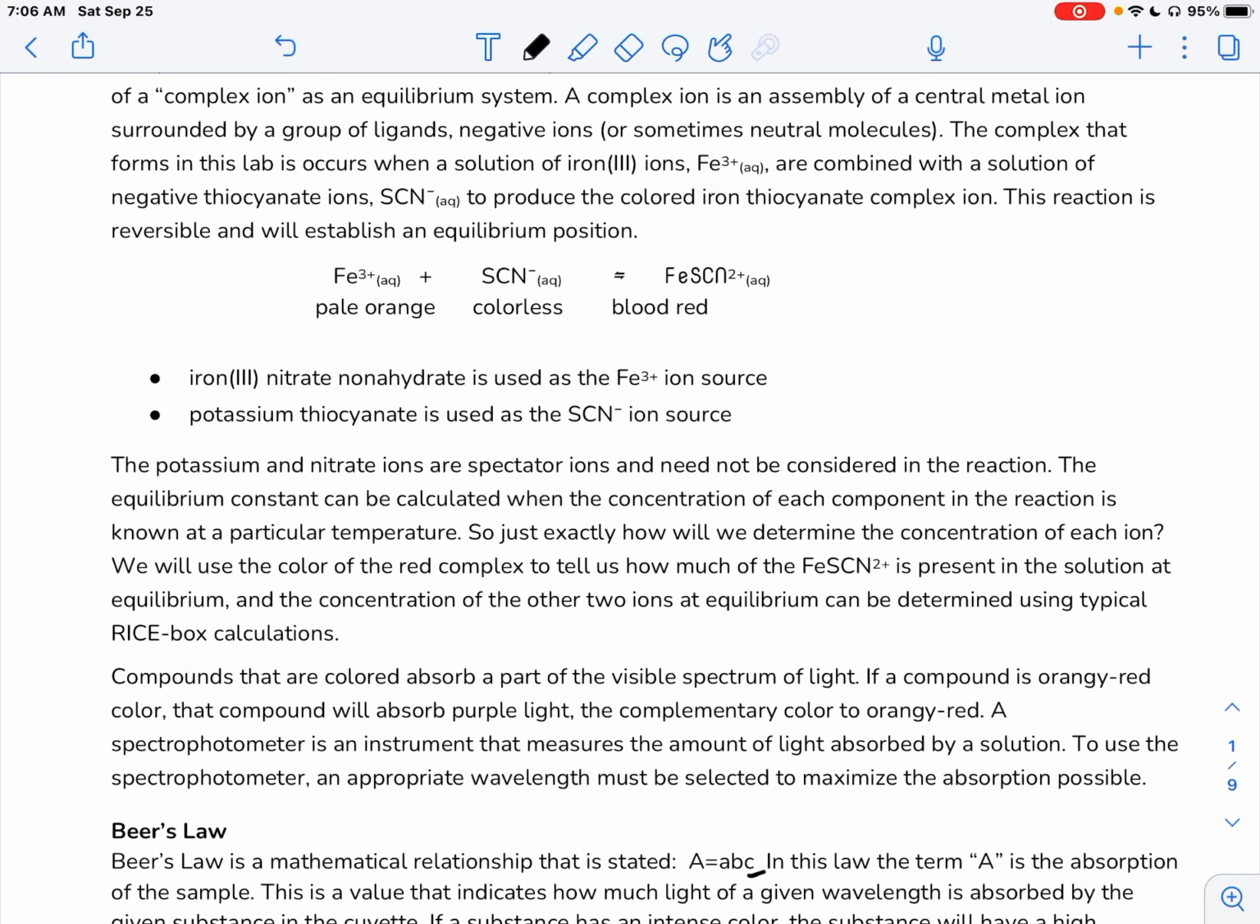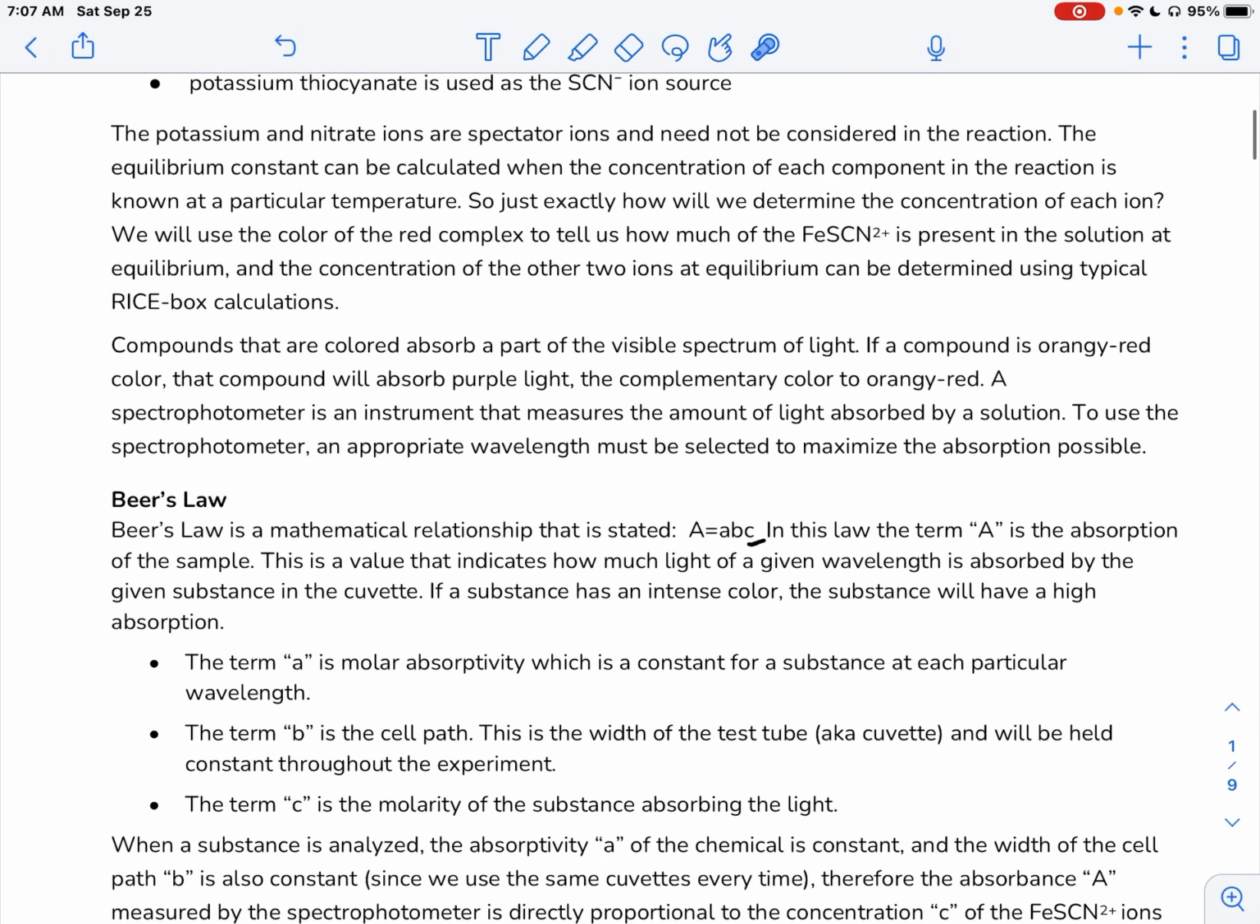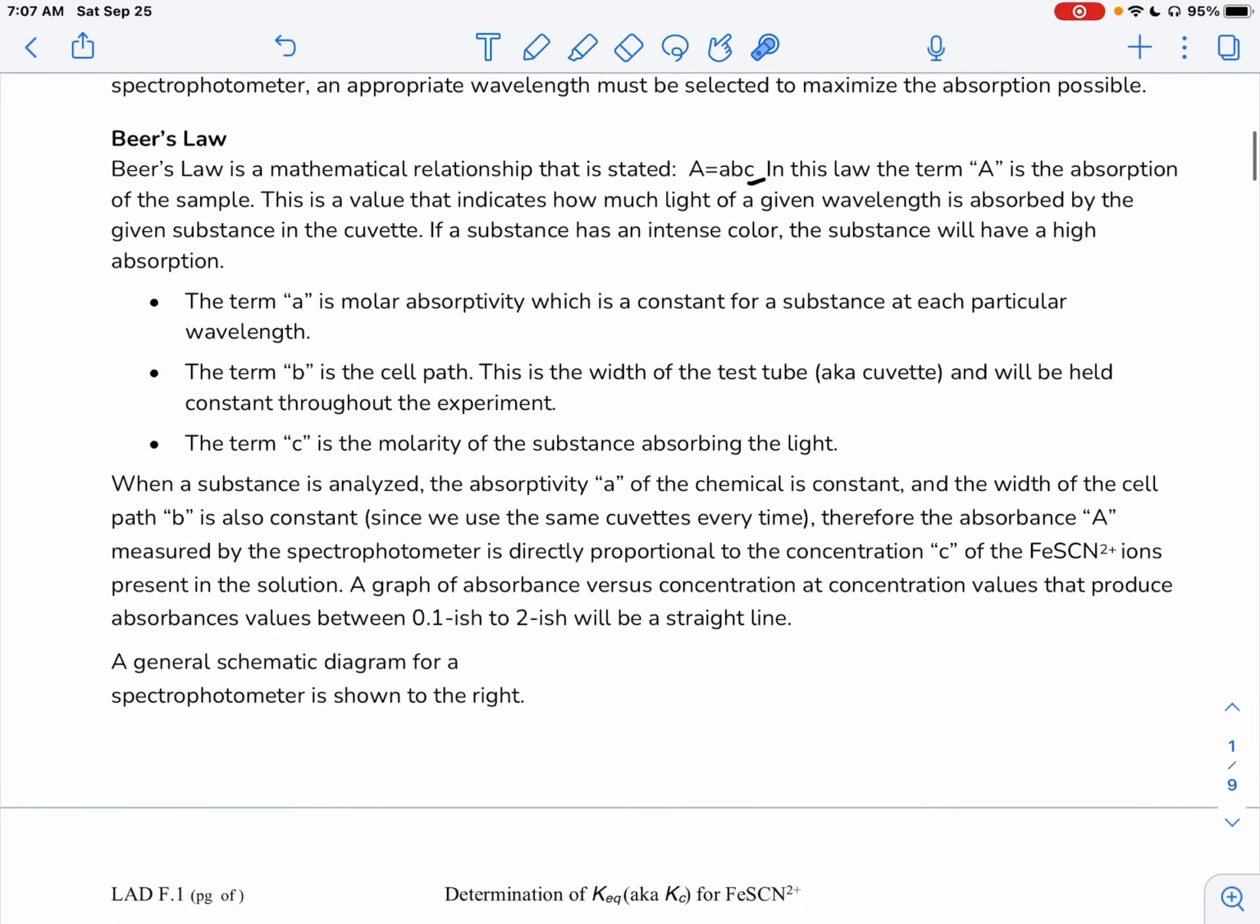Basically, in this equation, we're going to take iron 3 and thiocyanate, and they become what we call a complex ion. A complex ion has a metal with something else around it. So in this case, it's a negative thiocyanate ion. And you can read through the rest of that on your own.